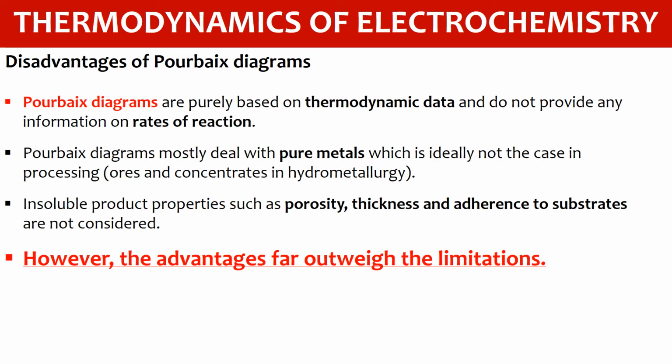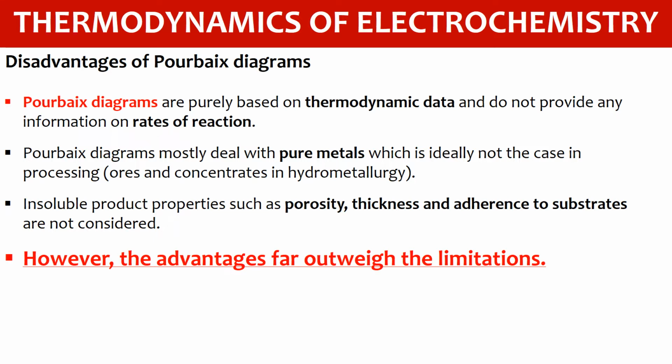Now, we said we use this basis of proton exchange or electron exchange in reaction, and it gives us the ability to construct Pourbaix diagrams based on the potential that is created if it is an electron exchange, and based on the pH that is affected by the proton exchange that happens in these hydrometallurgical reactions. So we are able to construct what are called Pourbaix diagrams, your potential versus your pH, right?